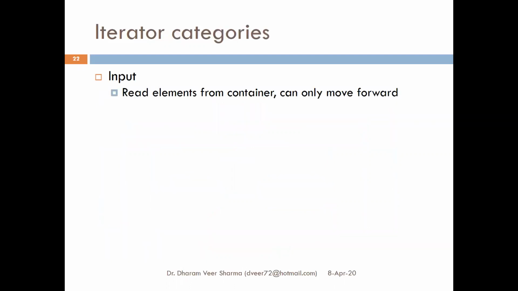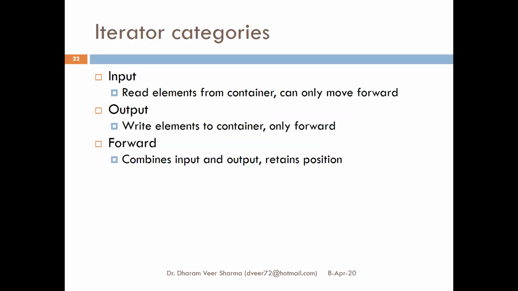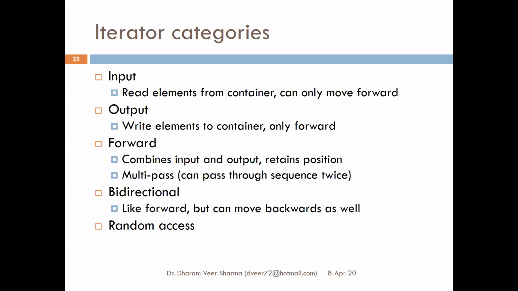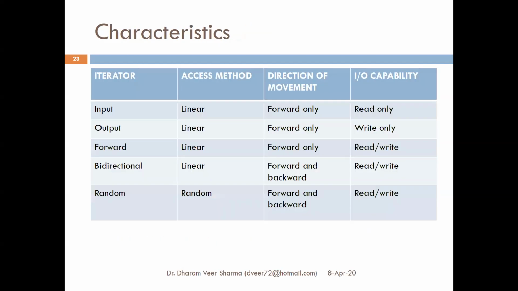So we have input, which will read elements from the container. It can move only forward. Output will write elements to the container. Again, it can move in one direction only, that is forward. Forward combines input and output, but it retains the position. Multipass, it can pass through the sequence twice. Bidirectional can move in both directions, like forward, but can move backward as well. Then we have random access. When we want to go to a random element within the container, then we use this type of iterator.